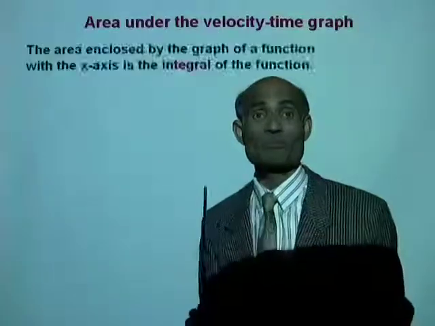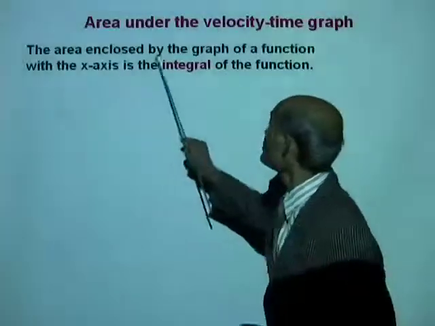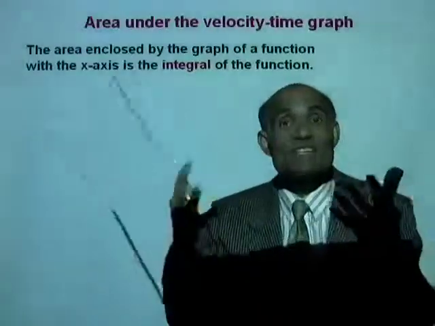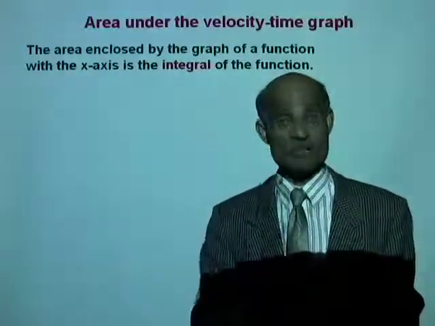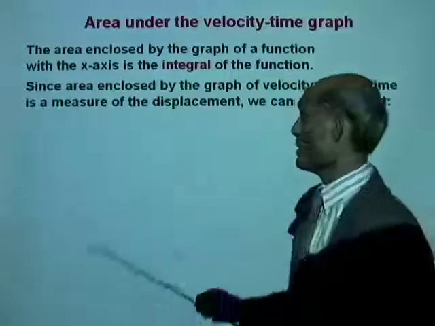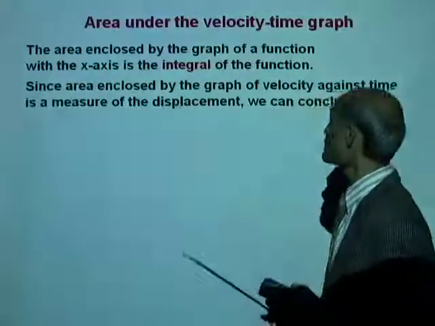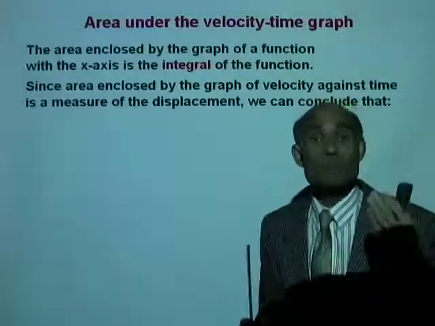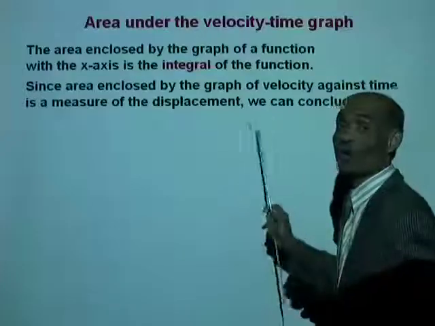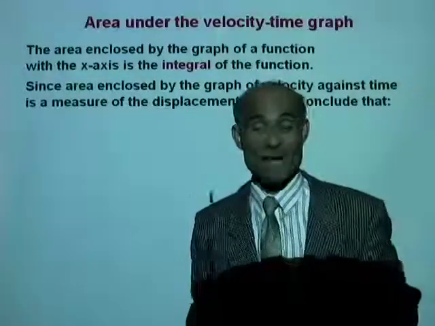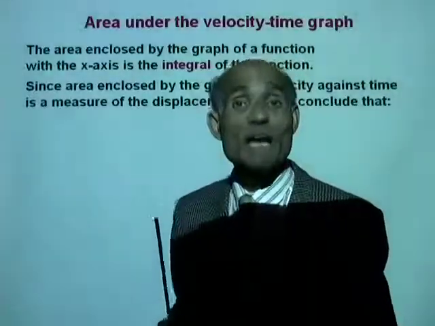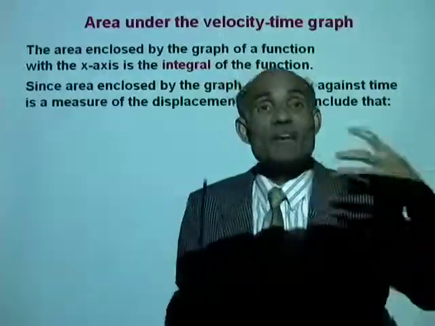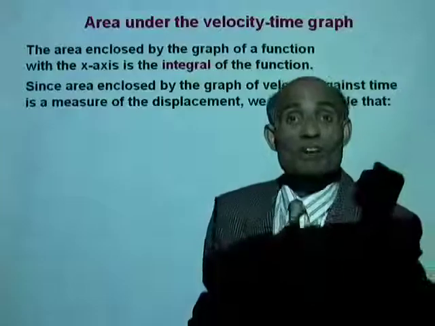Now in calculus, the area enclosed by the graph of a function with the x-axis has a particular meaning. The area enclosed by the graph of a function with the x-axis is the integral of that function. I'm sure you know that. So, since the area enclosed by the graph of velocity against time is a measure of the displacement, we can conclude that if you integrate the velocity function, you get the position function.